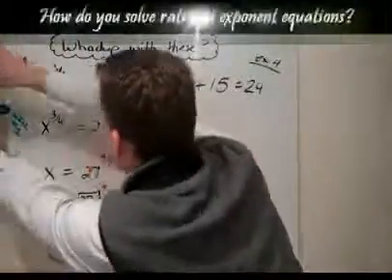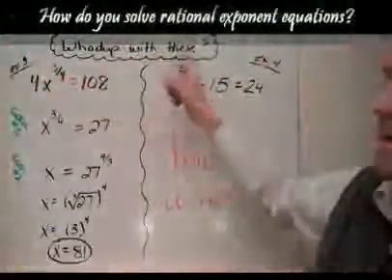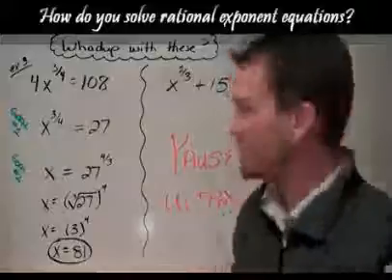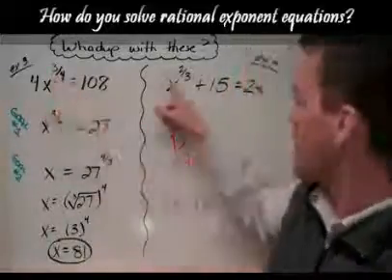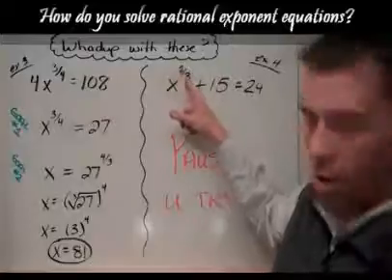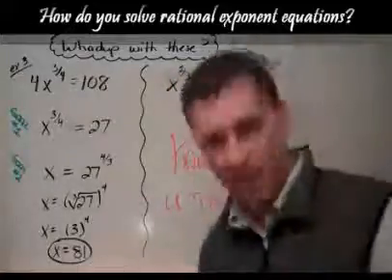Example 3 and example 4. Wait a minute, what's up with these? These are definitely a little different, because look, my rational exponent now is 3/4, and my rational exponent is 2/3. Oh boy. Well, it's no different.